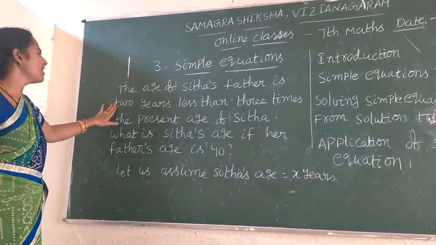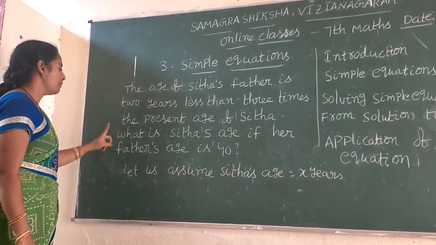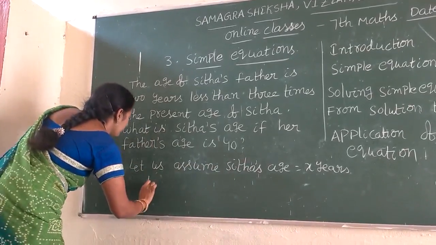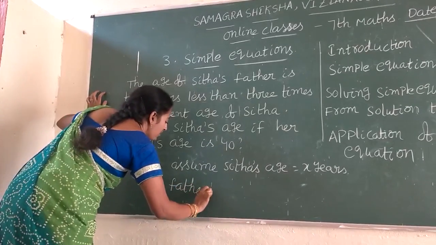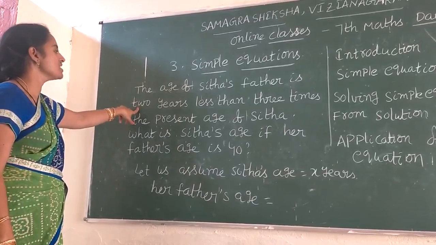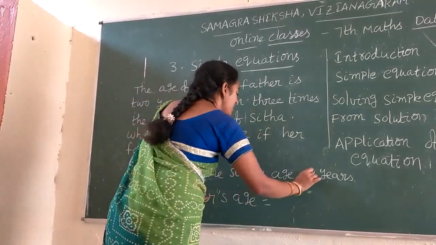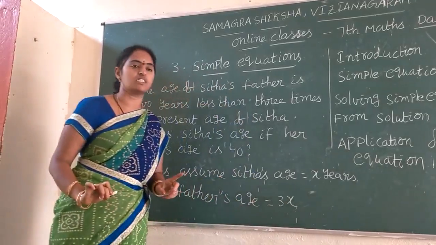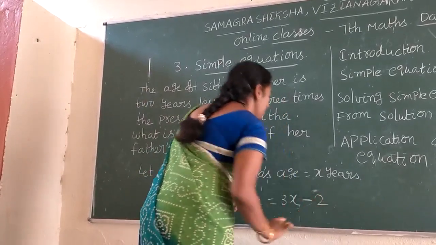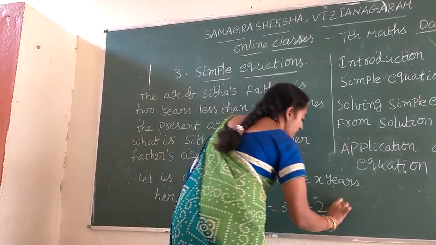Here in this condition, her father's age is 2 years less than 3 times the present age of Sita. Present age of Sita is x years. 3 times of Sita's age is 3x. Less than 2 years, that means 3x minus 2. So, Sita's father's age is 3x minus 2 years.